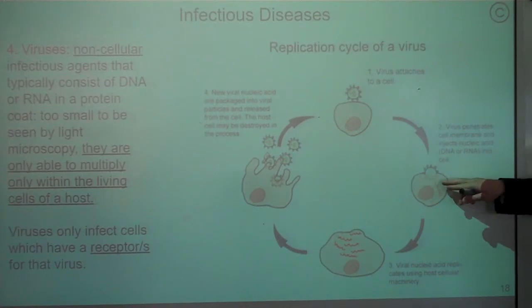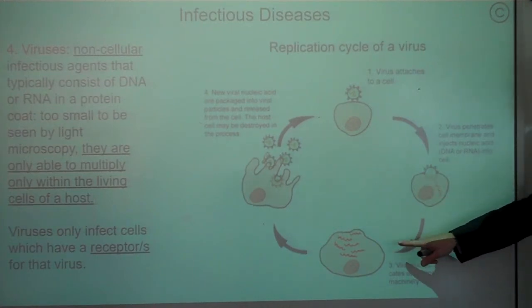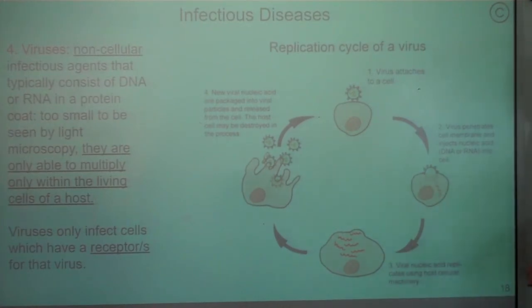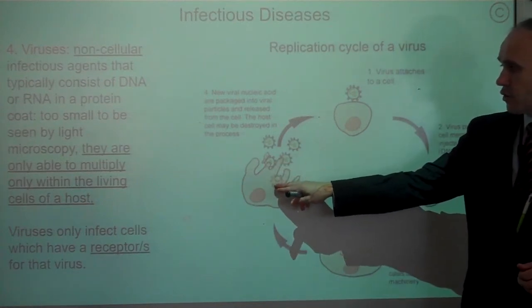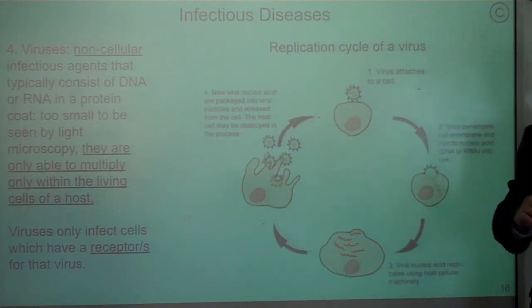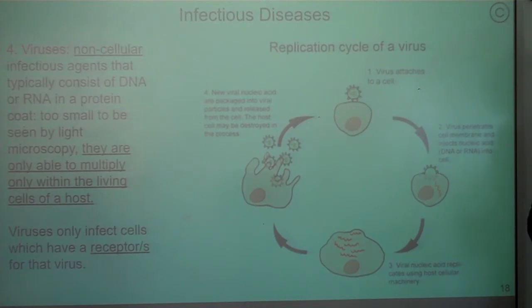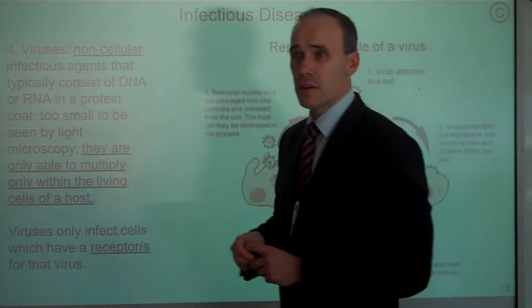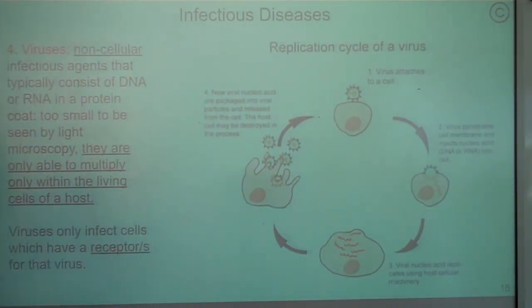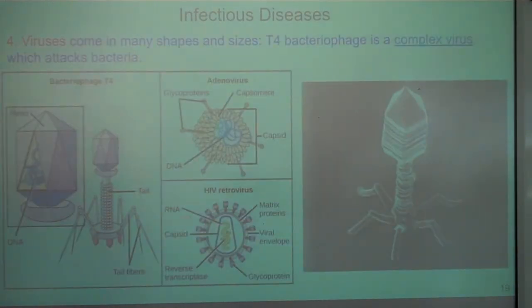And then once it gets inside, the cell itself will make copies. In this case, the cell is being destroyed. The virus is bursting out and spreading through the system, and the cell is being destroyed. So each cell might produce tens of thousands of copies before the cell actually bursts. And so your immune system is going to struggle to get on top of that, but it will.